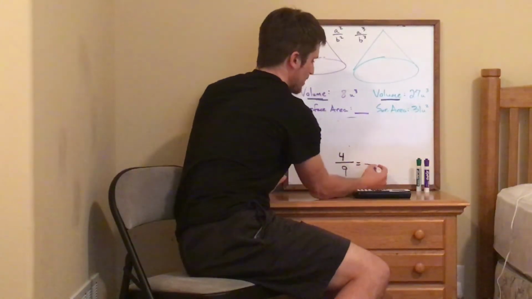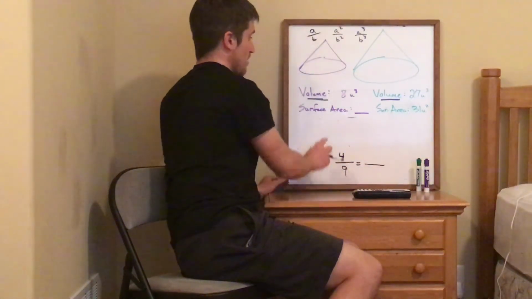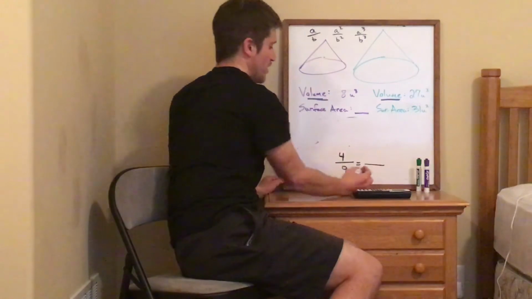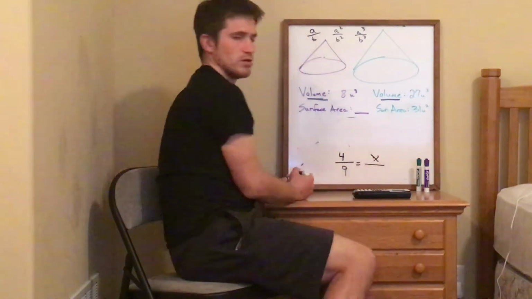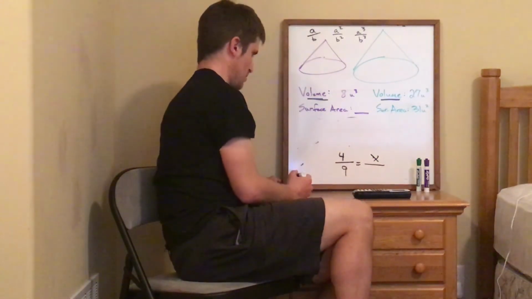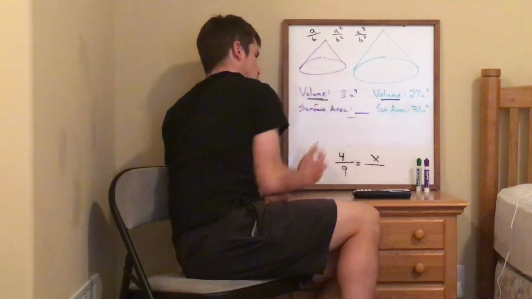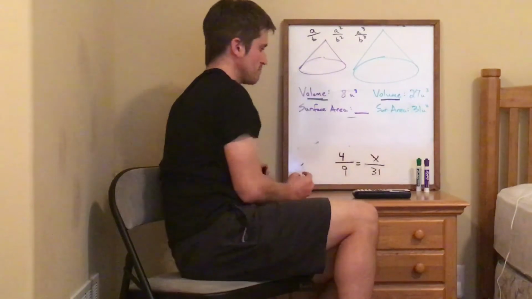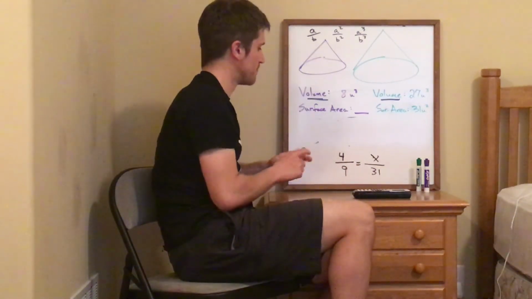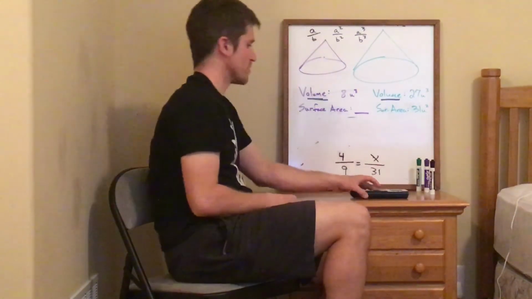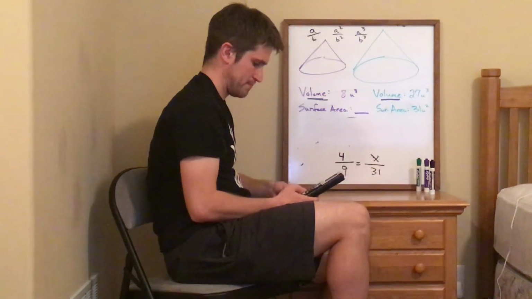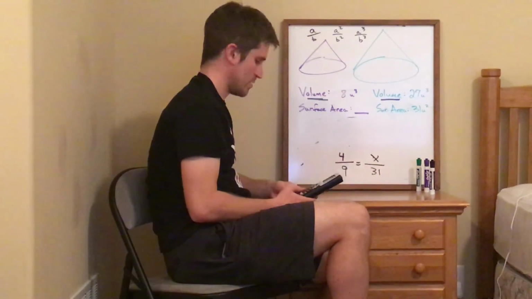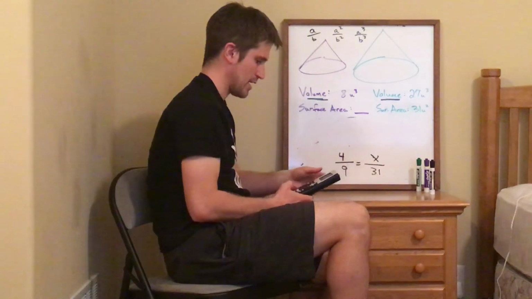It's told me that the surface area of the smaller one over here is unknown. So my x on top is there. I do know the surface area of the bigger one is 31. So that becomes your setup. 31 times 4 to cross multiply, and divide by 9 to finish it out.